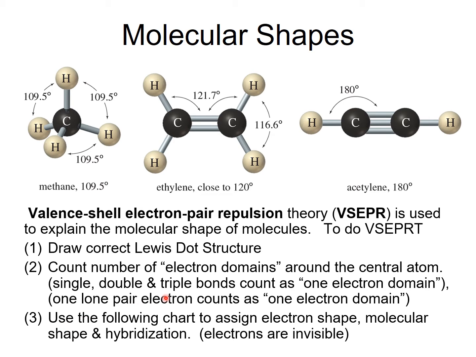After you come up with the electron domain, you use the following chart on the next slide to assign electron shape. So you probably already did this in general chemistry. You might have forgotten, but I'm going to give you a chart, and I'm going to just memorize that chart, because it's not really that much there. The other thing you want to remember is that in general, electrons try to stay as far away from each other as possible, and also electrons are invisible. So if you have a lone pair, you don't count that as being that geometry showing that electron as being there.